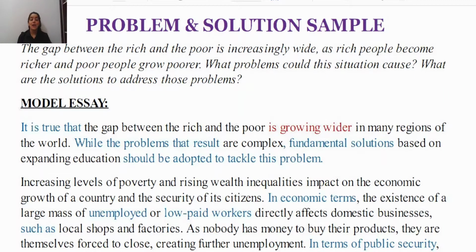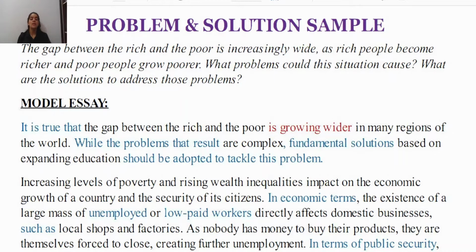Okay guys, let's take a look at a very good sample in order to understand how we should structure our essay in practice. The question goes like this. The gap between the rich and the poor is increasingly wide as rich people become richer and poor people grow poorer. What problems could this situation cause, and what are the solutions to address those problems? As you can see, we've got 2 questions, one of which is asking about the problems, and the other is posing the question about solutions. So let's get started and see how the essay will go forward.